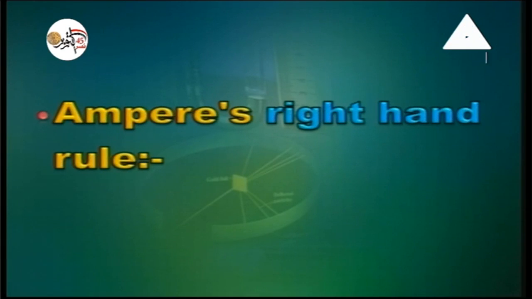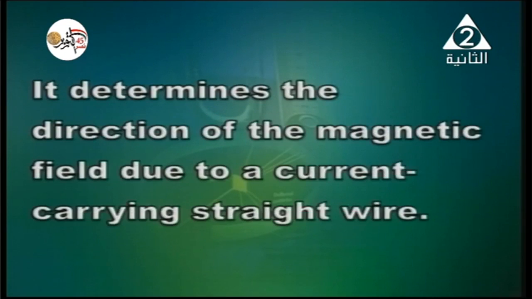Mention one use of Ampere's right-hand rule. What about Ampere's right-hand rule? Actually, it determines the direction of the magnetic field due to a current carrying a straight wire. Let me say it again. Ampere's right-hand rule determines the direction of the magnetic field due to a current carrying a straight wire.